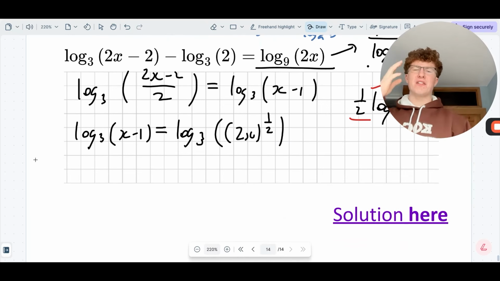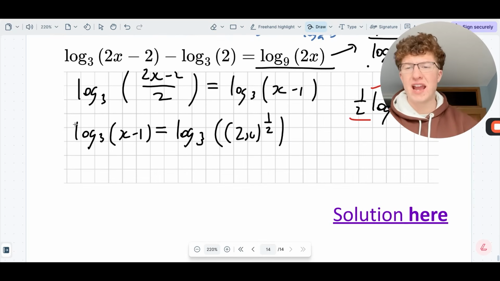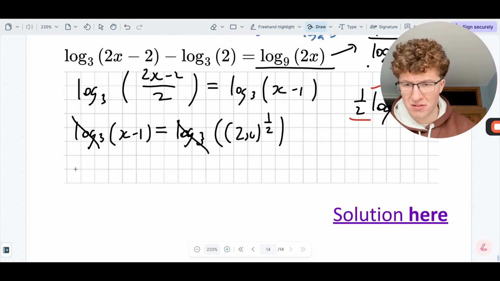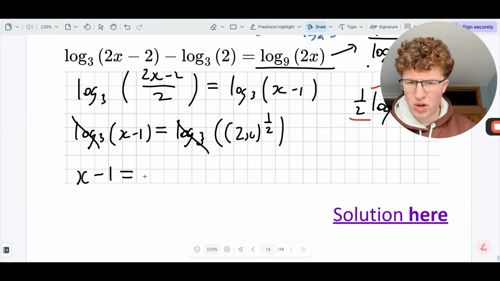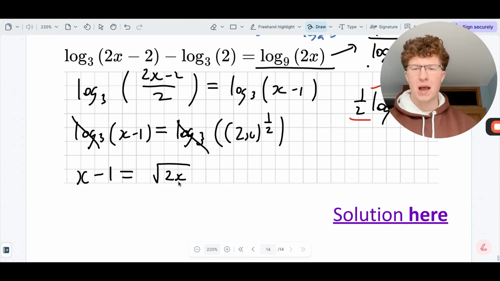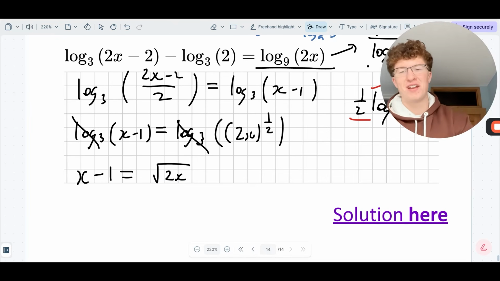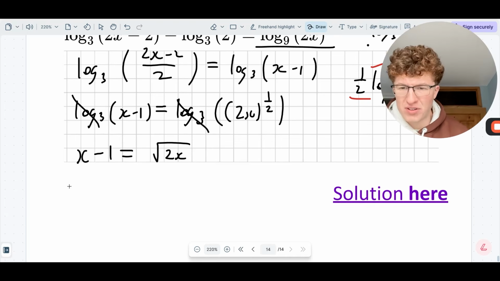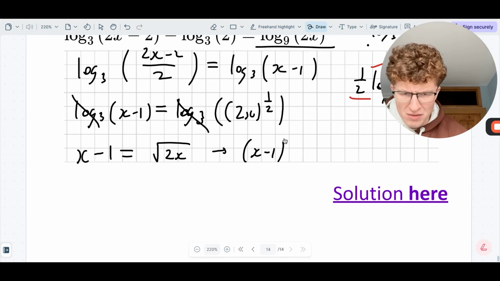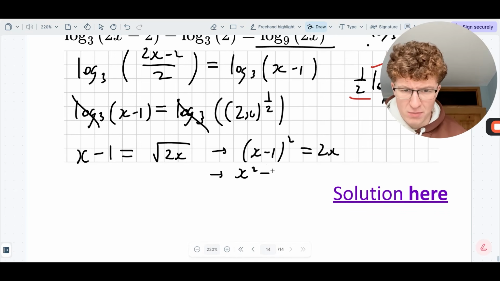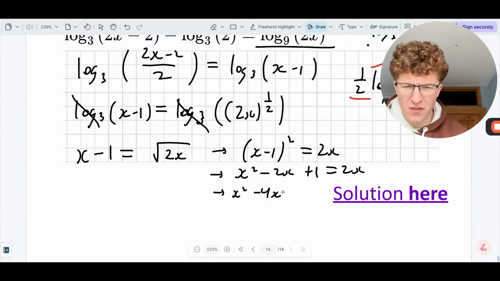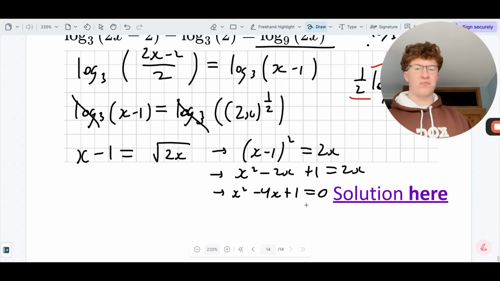Now, we have log to the base 3 on both sides. So we can technically just cancel these log to the base 3's. We're left with x minus 1 is equal to the square root of 2x. A much easier equation to solve. Now, square both sides to get rid of the square root. So we're going to be left with (x minus 1) squared is equal to 2x. That's going to be x squared minus 2x plus 1 is equal to 2x. Or x squared minus 4x plus 1 is equal to 0.